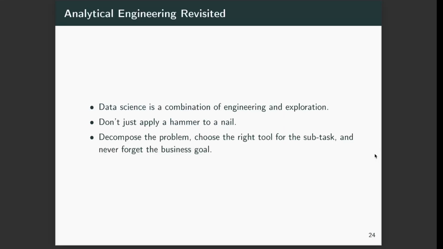The best technical solution to the wrong problem is worthless. The most elegant model that nobody in the organization can understand or act on is worthless. Your job is to produce insight that drives good decisions and real business value.